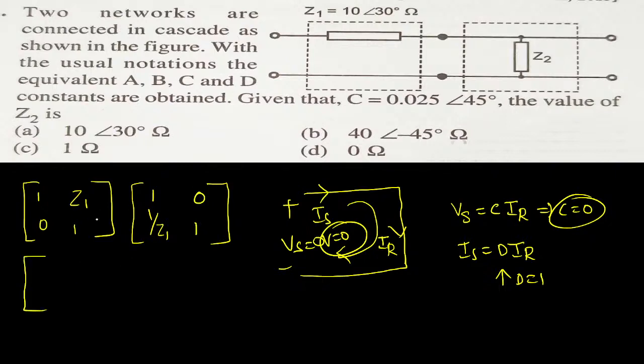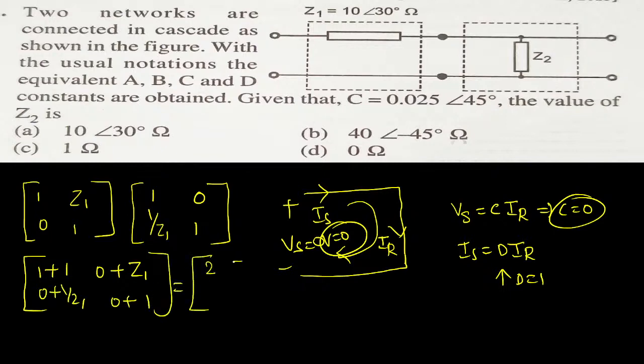Multiply both of them. If you multiply this net impedance, it will be 1 into 1 plus Z1 into 1 by Z1, which will become 1. Next, 1 into 0 is 0 plus Z1, it will become Z1. Similarly, it will be 0 plus 1 by Z1. Next, 0 plus 1 into 1 will become 1. So finally, what we obtain here is the matrix with 1, Z1 in the first row and 1 divided by Z1, 1 in the second.